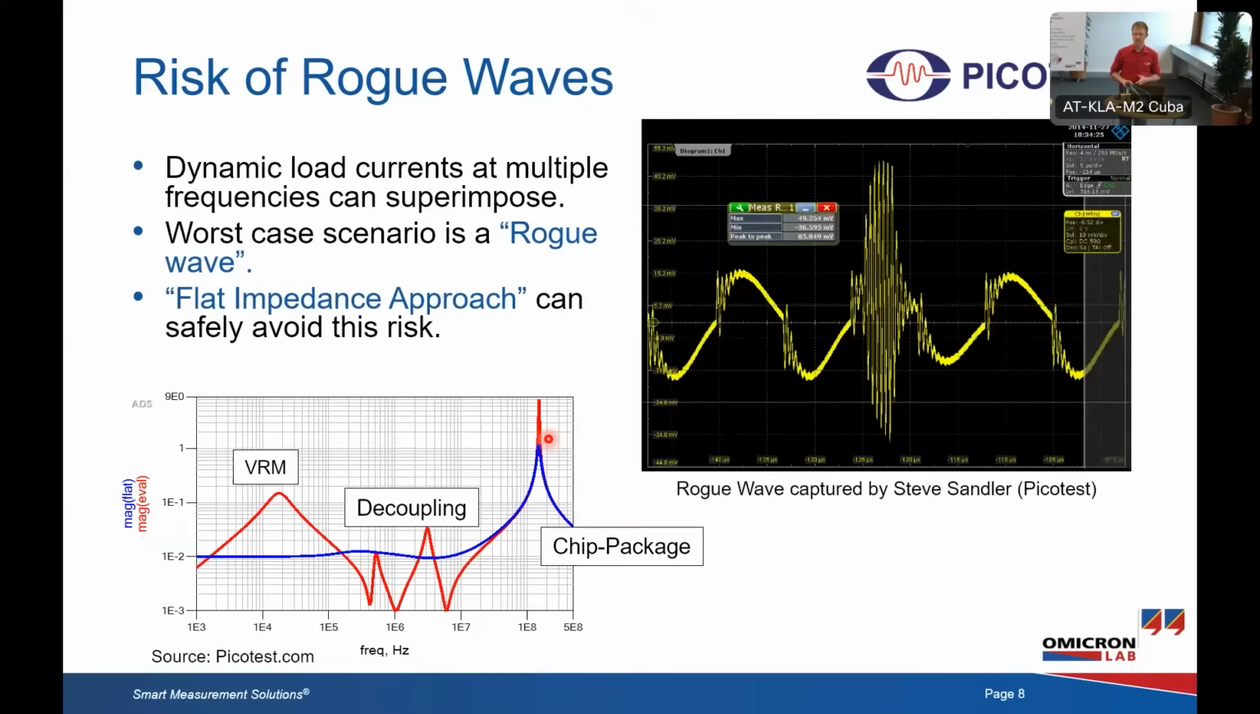And that's a picture of such a rogue wave. Thanks to Steve Sandler from Picotest for capturing this or exciting this rogue wave. And here you can see two main frequency contents. You have this slow ripple from one frequency content of the load, and then you have this fast ripple from a second frequency content. And in that case, unfortunately, the high frequency content occurred at the peak of the low frequency ripple, and then the voltage stacks up, and the total ripple is nearly double or more than the single ripple would be.